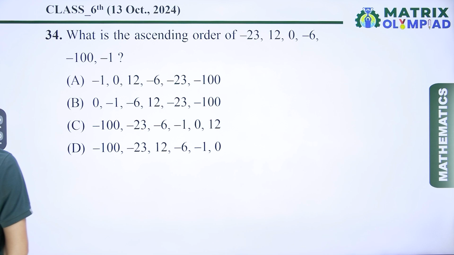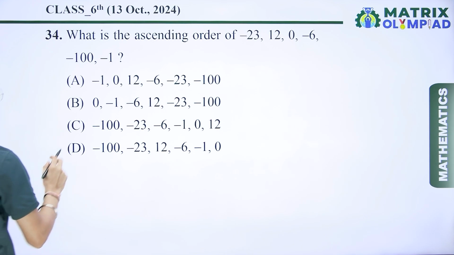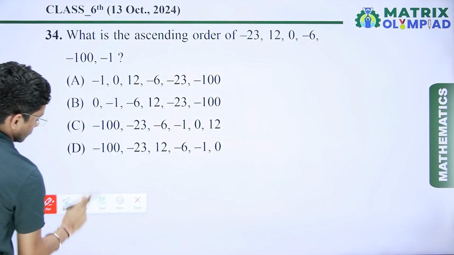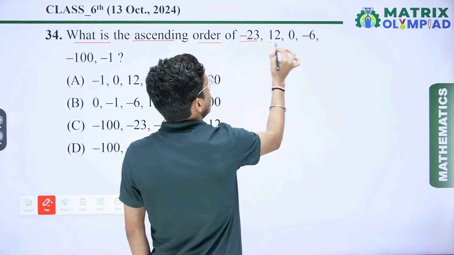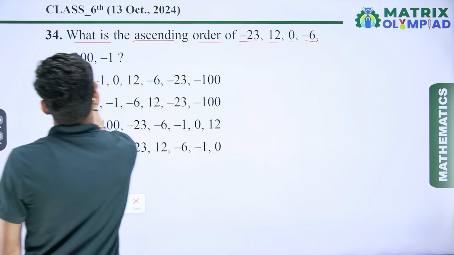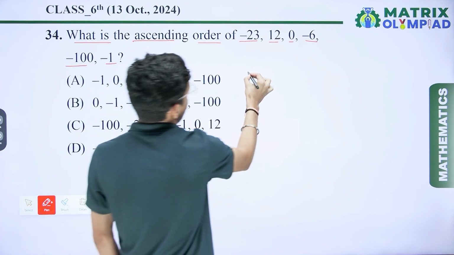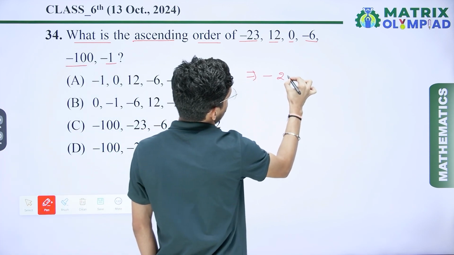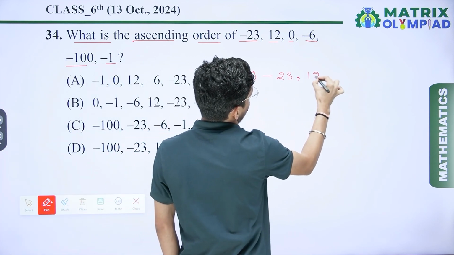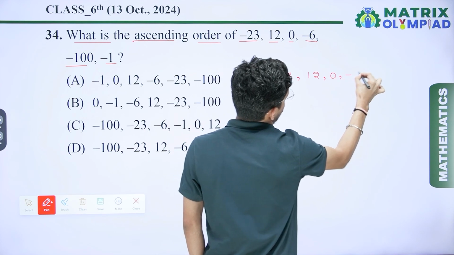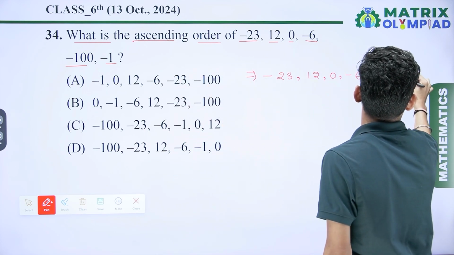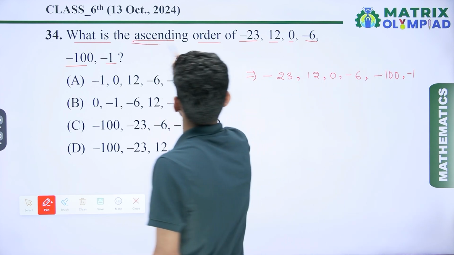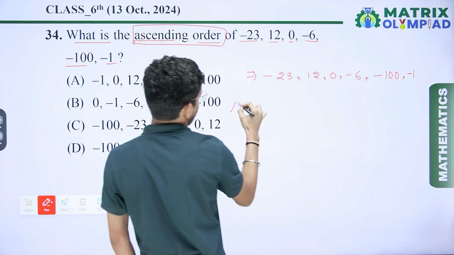Now if I talk about the next question, what is the ascending order of minus 23, 12, 0, minus 6, minus 100 and minus 1? So here we have the numbers minus 23, 12, 0, minus 6, minus 100 and minus 1. So we have to arrange them in ascending order. So what is ascending order?